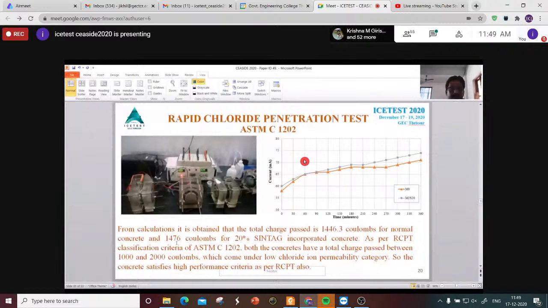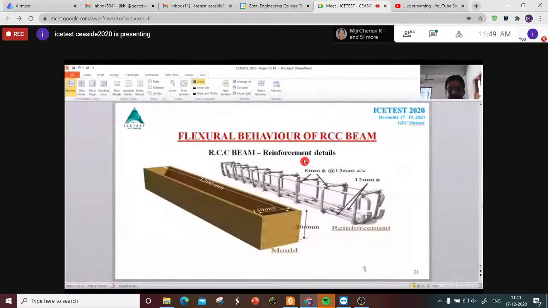From the total charge passed calculation, the total coulombs passed for normal concrete is 1446.3 coulombs and 1476 coulombs for 20% Sindac concrete. So as per the RCPT classification criteria of ASTM C1202, both concretes have charge passed between 1000 and 2000 coulombs. This comes under the low chloride ion permeability category. So again, both the concretes satisfy the high performance category criteria.